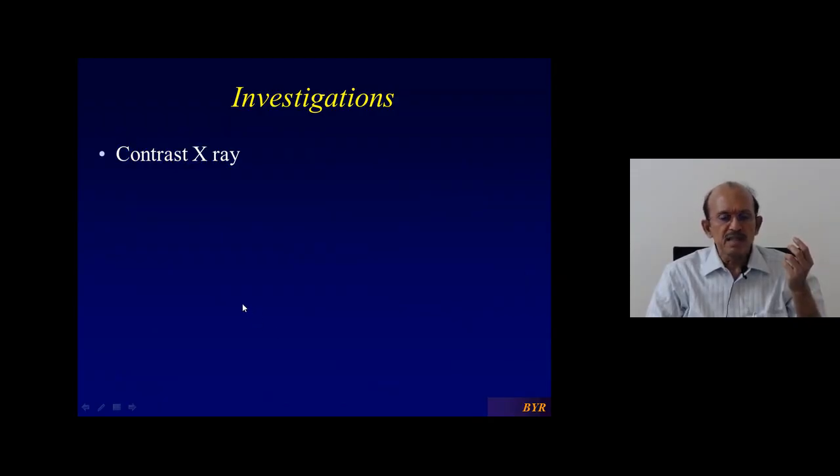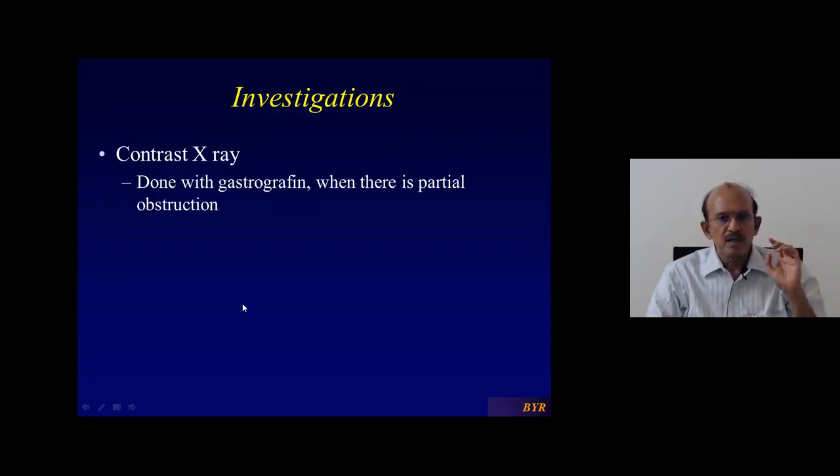So whenever you see such a patient with mottling on X-ray of the abdomen, absence of trypsin in the vomitus, then you can do a contrast X-ray. This is done with gastrographin. What is gastrographin? Gastrographin is an iodine-containing compound.